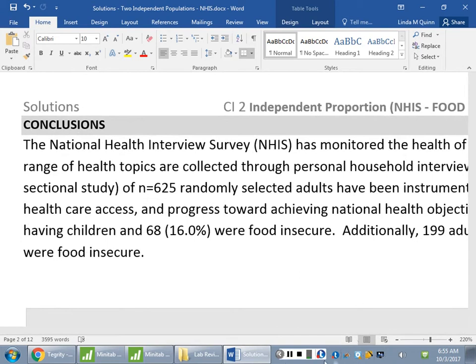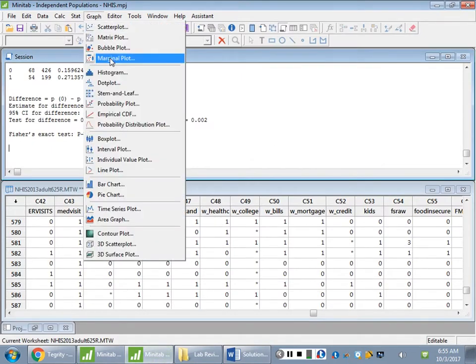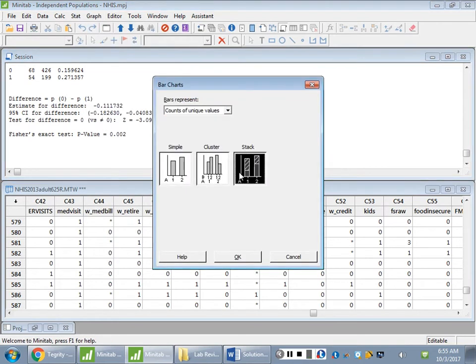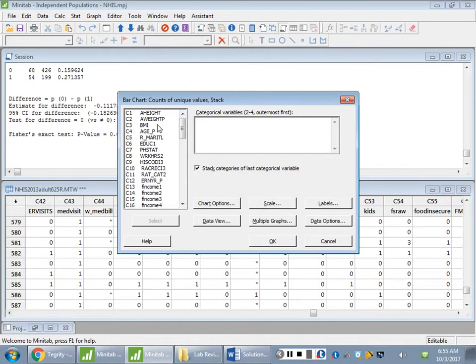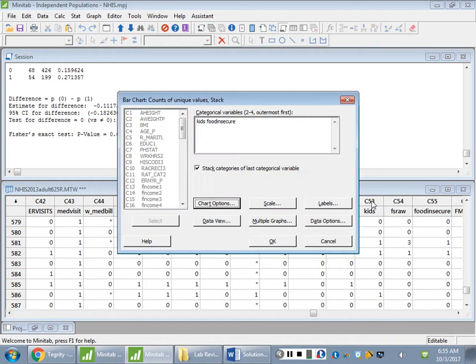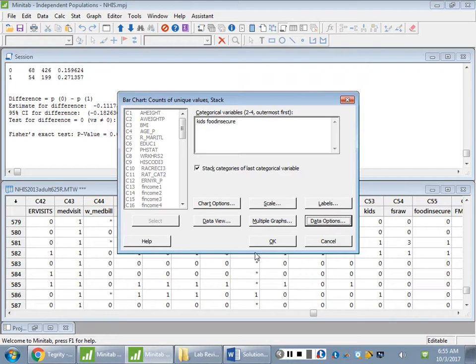Let's think about this conclusion section. I want to do it, first of all, by thinking about what the graph would look like. When we're talking about 2 proportions, we're always talking about a stacked bar or side-by-side pie charts. I'm going to do the stacked bar just because it's a little bit quicker to do here. Once again, outermost first is the explanatory variable, so I'm going to put that the explanatory variable is kids. And then we've got food insecure. We're going to make sure that we get the options as percentages within the categories, and that we omit missing data. Okay. And we can say OK.